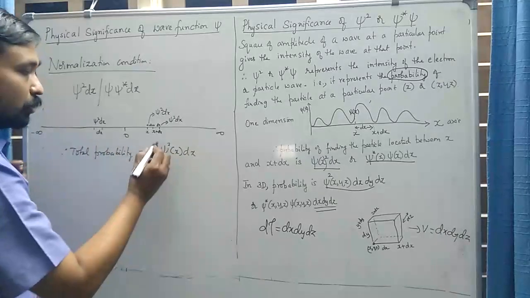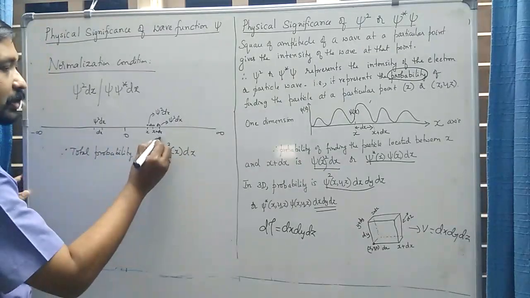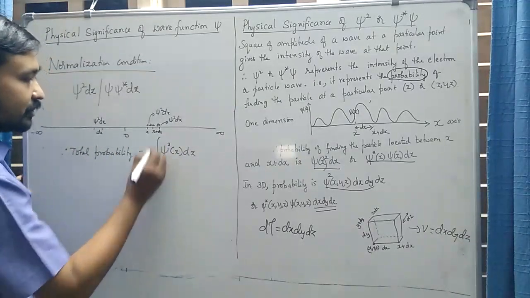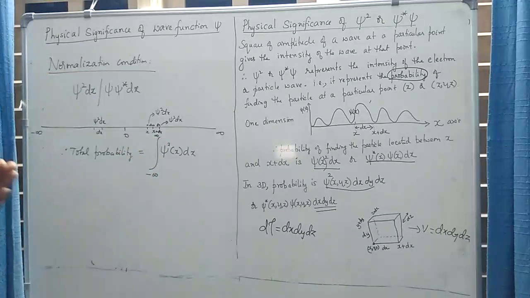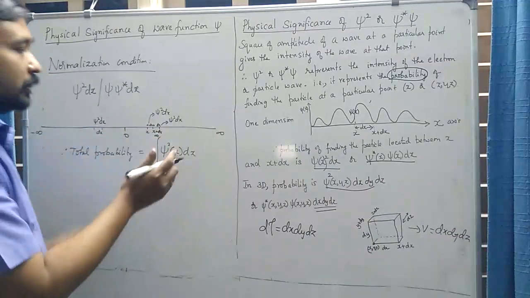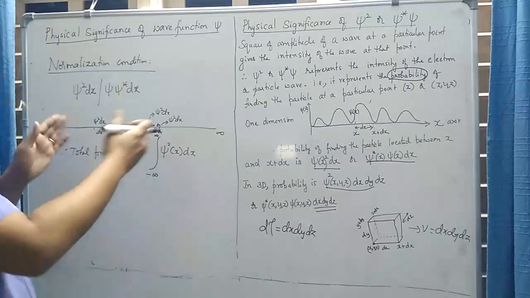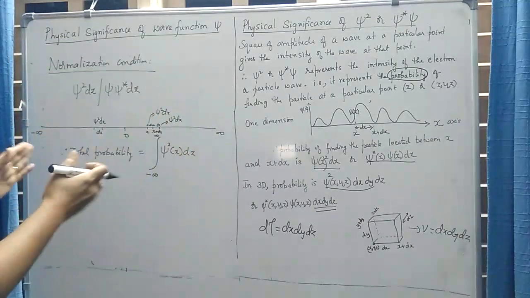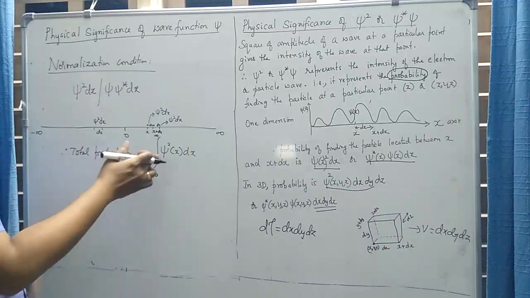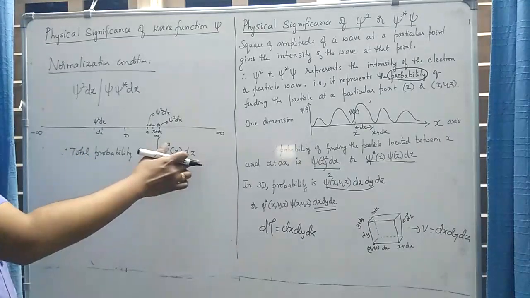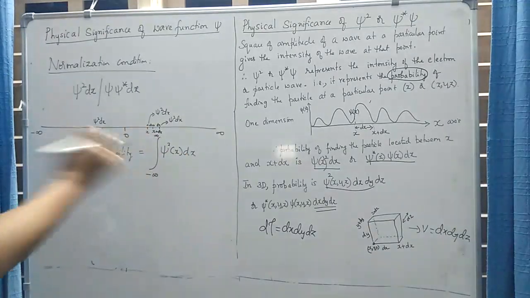Adding them, how do you add in mathematics? That is by integration from minus infinity to plus infinity. So you are adding the small probabilities in the region of length dx. Take small probabilities and add them, and that gives the total probability. The addition is done by using integration.